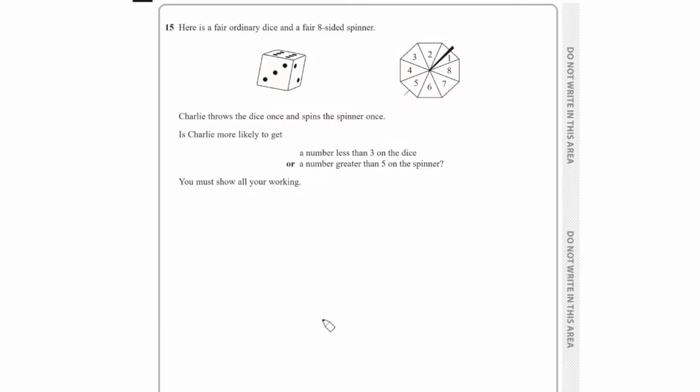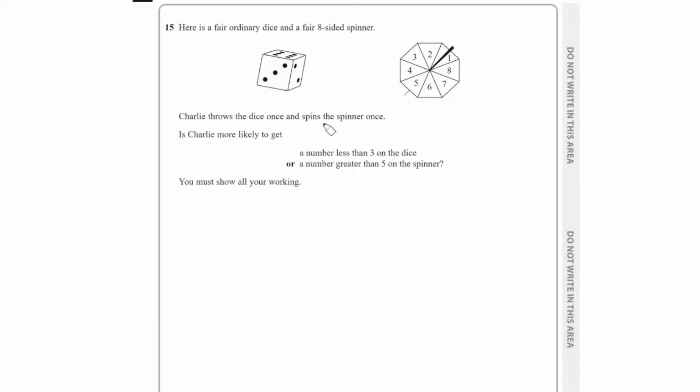Question 15, here is a fair ordinary dice. As we mentioned before about the fair ordinary dice, it's got 6 sides with 6 numbers on them, and it's fair in terms of if you rolled it, it could land on any of the numbers equally, couldn't it? It's not leaning towards one of the numbers more than any of the others. And a fair 8-sided spinner, so it's got 8 sides, but again, it's fair, so the chance of landing on any of these 8 numbers is equal.